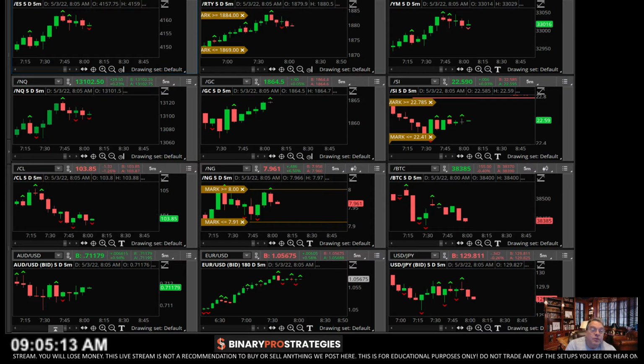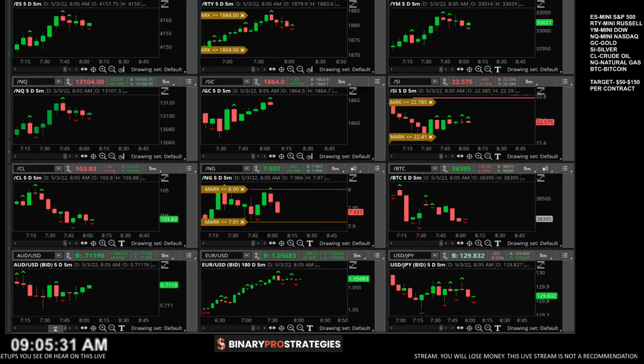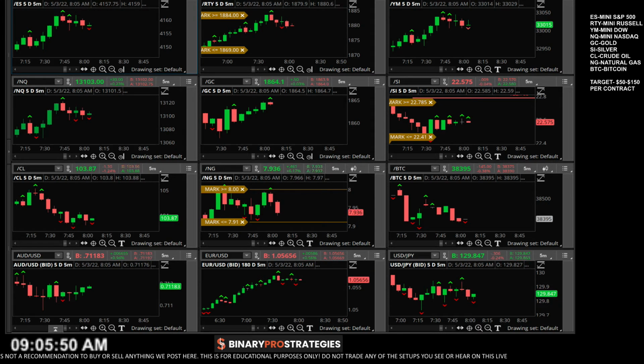Okay, so for those not familiar with some of the symbols here, let's go through some of them real quick. I'll put them up here on the top right hand side of the screen. We're going to be watching the E-mini, which is your ES, that's your mini S&P. The mini Russell, which is RTY. The mini Dow, which is YM. Mini NASDAQ, which is NQ. GC for gold, SI for silver, CL for crude, and NG for natural gas. And for those that like to trade Bitcoin, we'll also be looking at some Bitcoin. Now on the forex currencies, watching Aussie US, Euro US, US Yen.